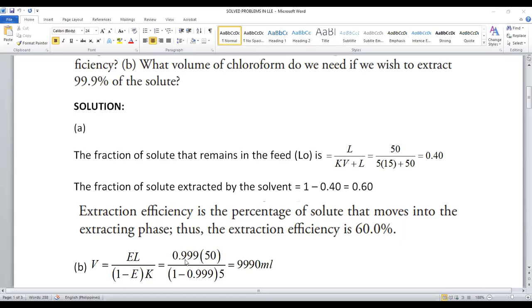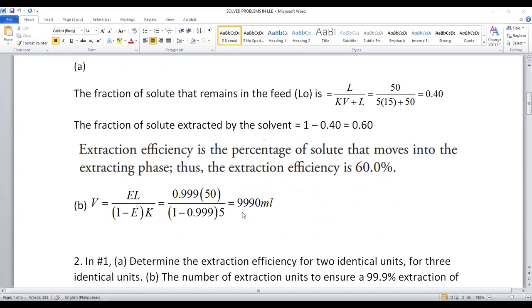So this is the 0.999, the efficiency. The feed amount is 50 ml. So 1 minus 0.999 times the distribution coefficient. To achieve 99.9% efficiency in recovery, you need 9,990 ml, or about 9.9 liters of chloroform. That way, you will have 99.9% extraction from a feed that is 50 ml in volume, with a distribution coefficient for the system water-chloroform of 5.